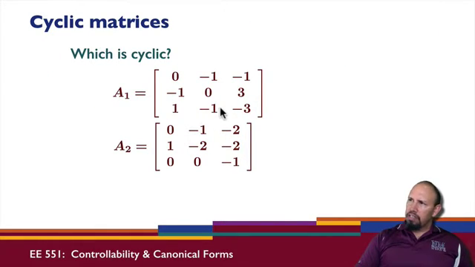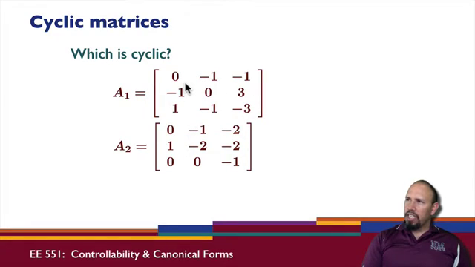Here I have two matrices. Which of these is cyclic? Well, the definition of cyclic says there is some vector such that I can form a controllability matrix using that vector that is non-singular. I can do this symbolically, or it turns out there's actually a little principle behind whether a matrix is cyclic or not.